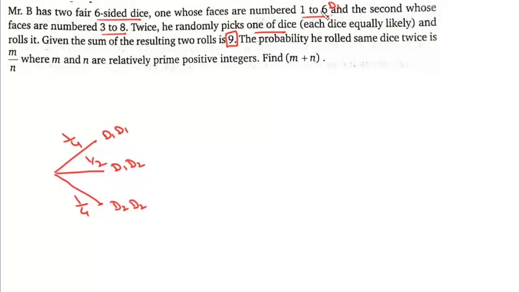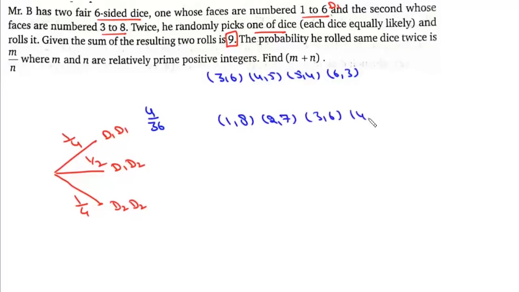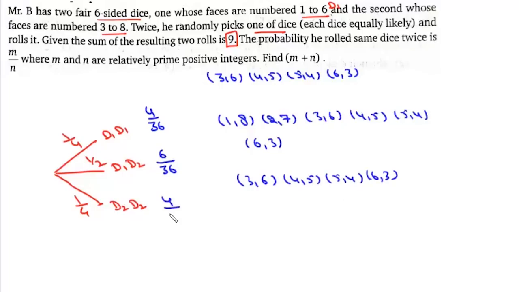Now if he has thrown this regular die both times, then the sum could be 9 if it is 3, 6, 4, 5, 5, 4 and 6, 3. In that case, this probability will be 4 by 36. Now if it is D1, D2, then it could be 1, 8, 2, 7, 3, 6, 4, 5, 5, 4 and 6, 3. So there will be 6 cases. So then it will be 6 by 36. And if it is both D2, then we'll have 3, 6, 4, 5, 5, 4 and 6, 3. So again it will be 4 by 36.